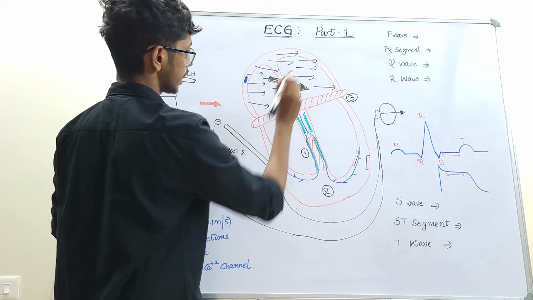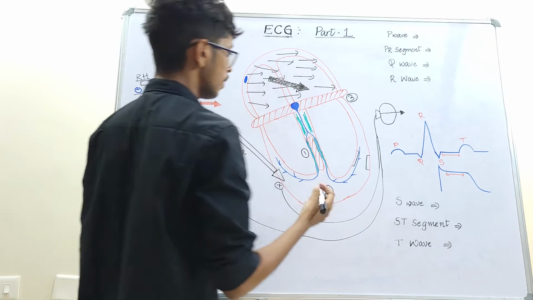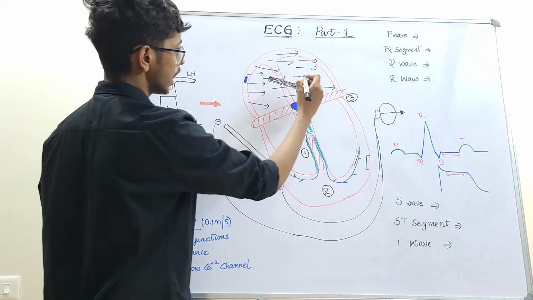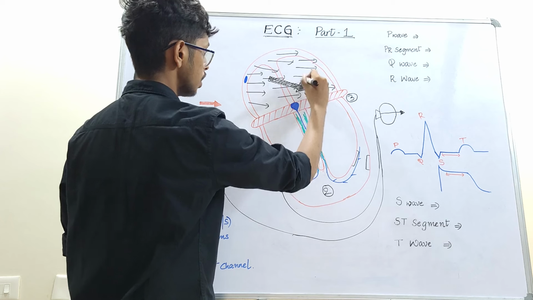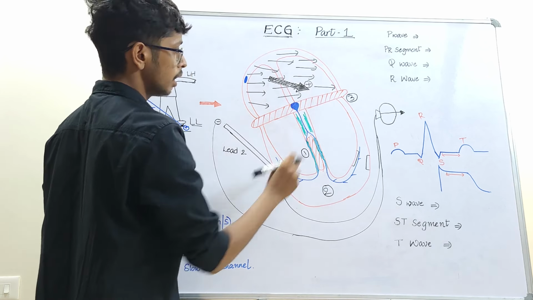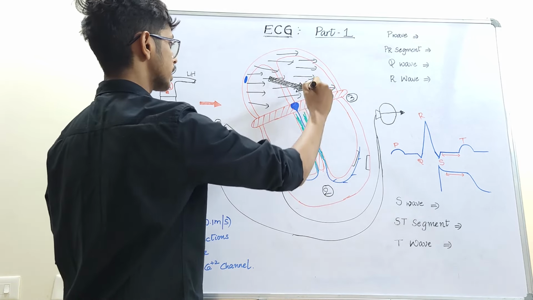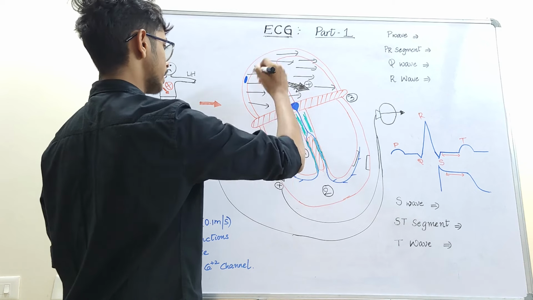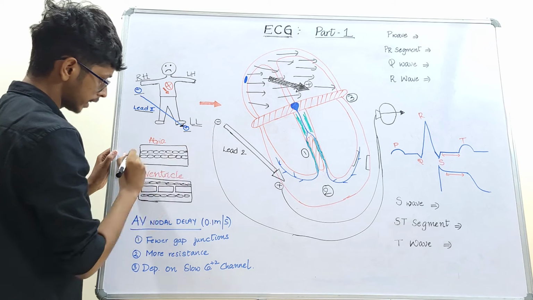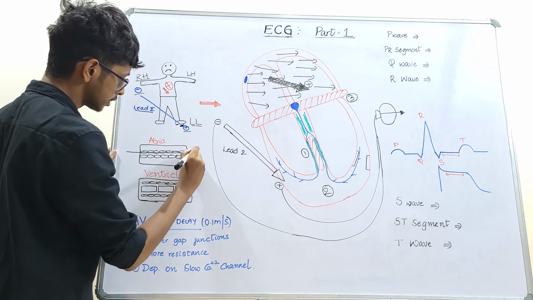The first electrical phase. See, now we have to apply those five factors. First thing is the direction of the lead is this and the direction of the current is this and depolarization is a positive wave. Now a positive wave going in the direction of the positive electrode, we will get a positive deflection. And atria is a slow conductor, guys. The conducting velocity through the atria is very less because atrial cells are arranged like this in series and there will be more resistance to the current when the current is passing through these cells.